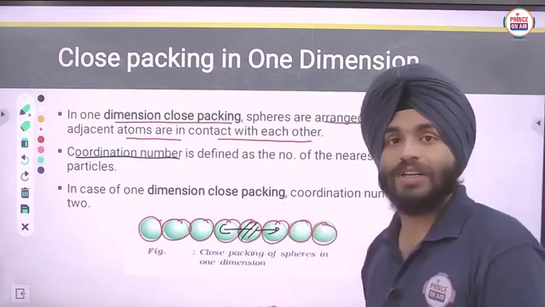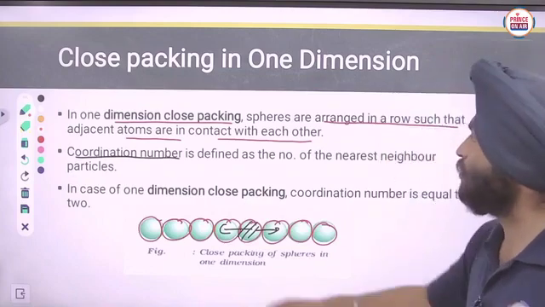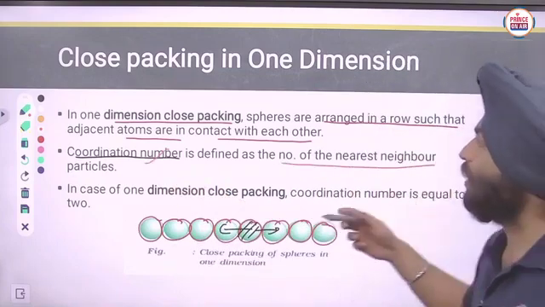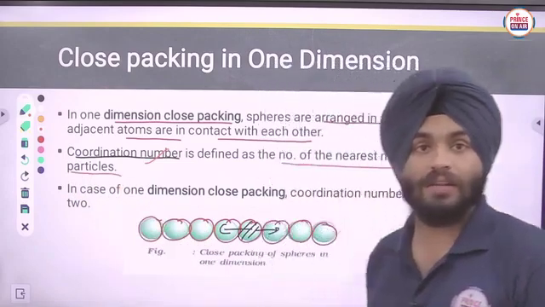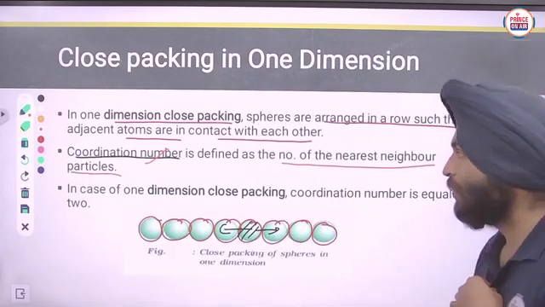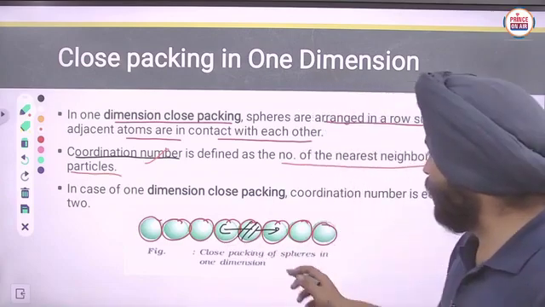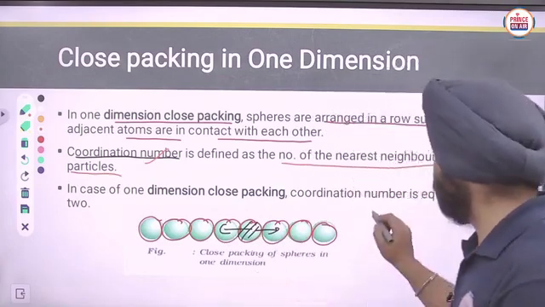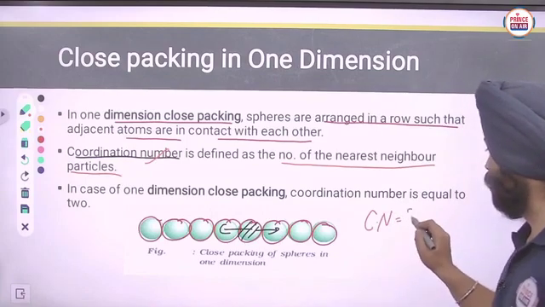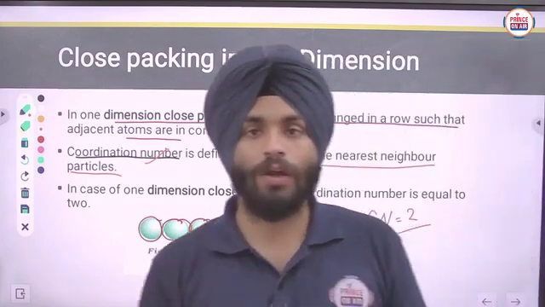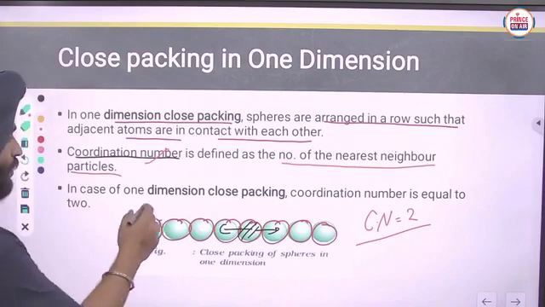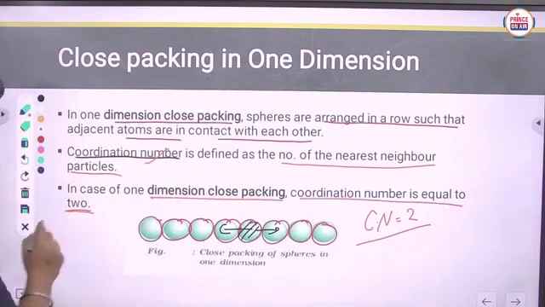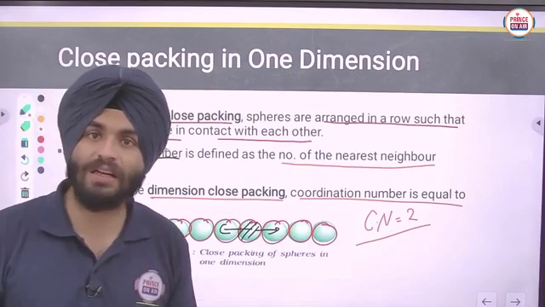How many atoms it is touching, that is known as its coordination number. The number of the nearest neighbor particles, that is the coordination number. So in one dimension it is touching only two atoms, so its coordination number will be 2. Clear? So in one dimension the close packing coordination number is equal to 2.